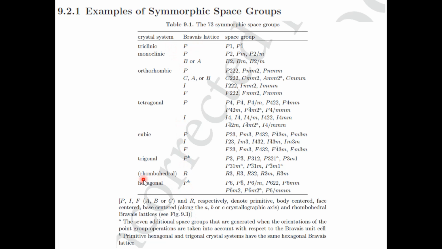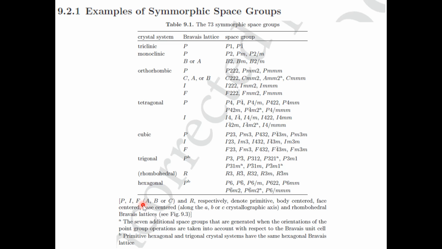This is a notation that it is important to get used to. P means a primitive. Whenever you have an I here, it means a body center. So these are the primitive tetragonal, and these are the body center tetragonal space groups.